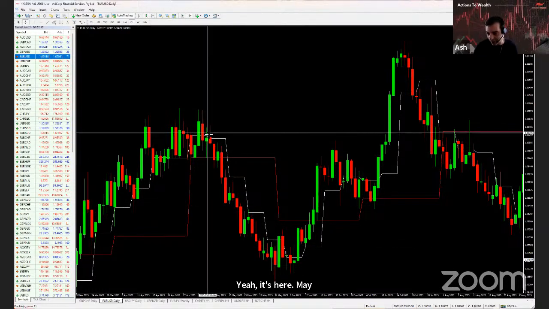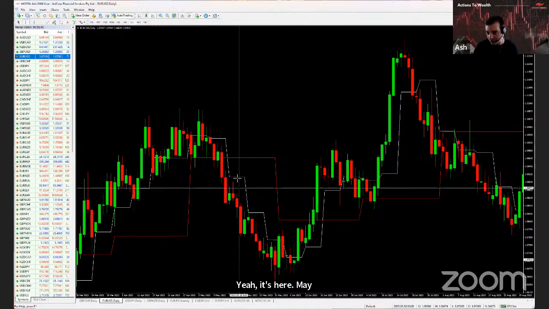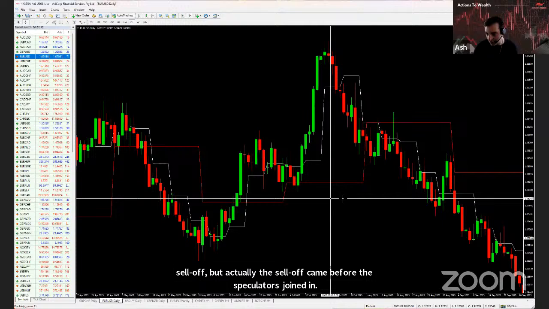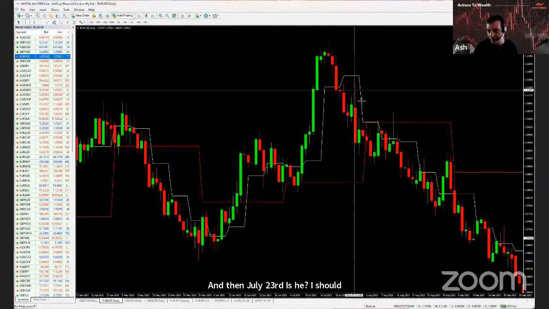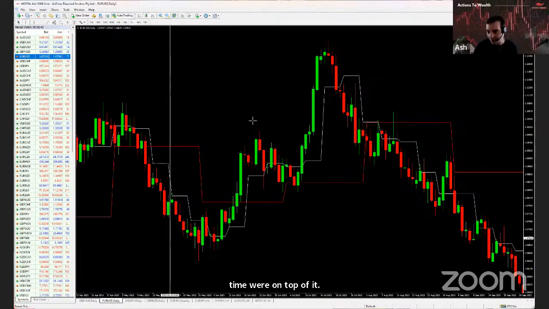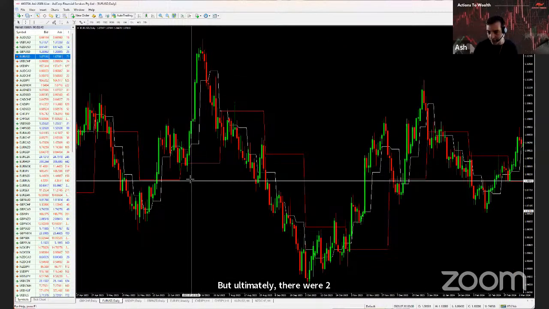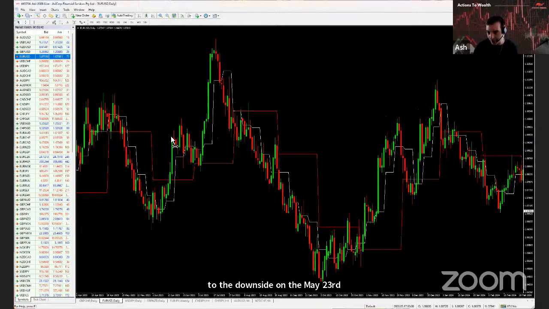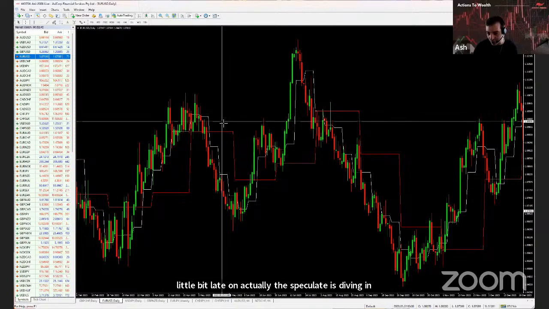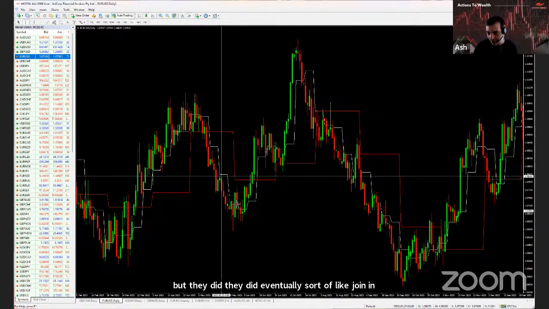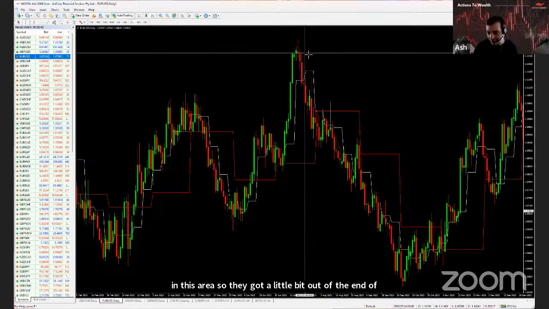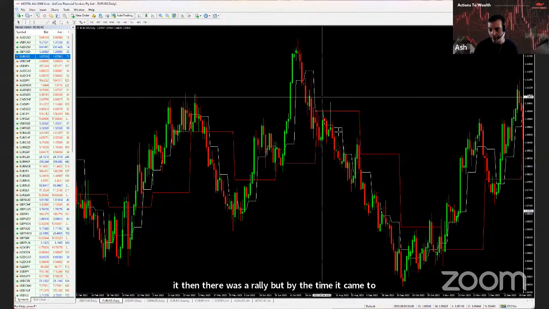So there was a sell-off, but actually the sell-off came before the speculators joined in. And then July 23rd is here. Actually, the speculators this time were on top of it. But ultimately, there were 2 peaks here. So it did flow to the downside on the May 23rd. They were a little bit late, actually, the speculators diving in, but they did eventually join in this area, so they got a little bit out of the end of it. Then there was a rally, but by the time it came to the July 23rd, which is here, they got on top of this and sold it off.